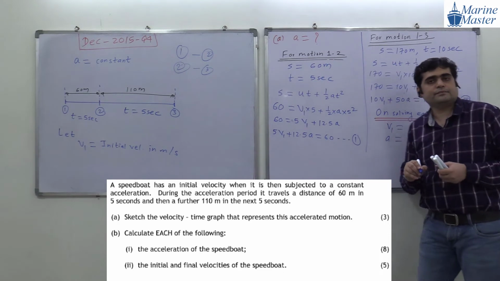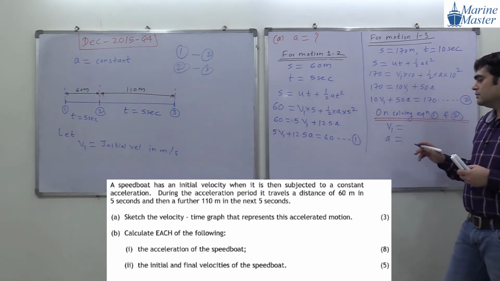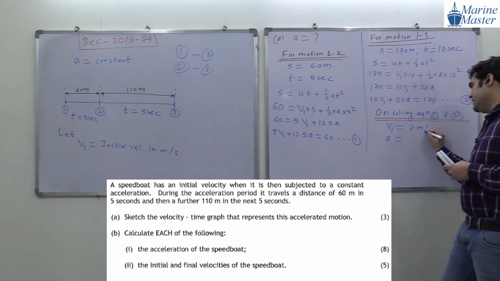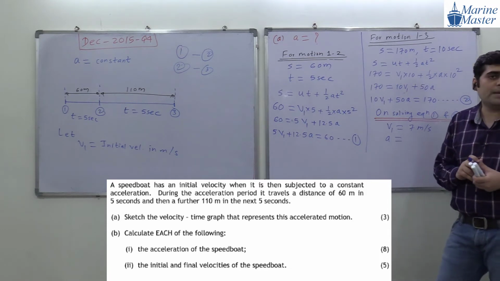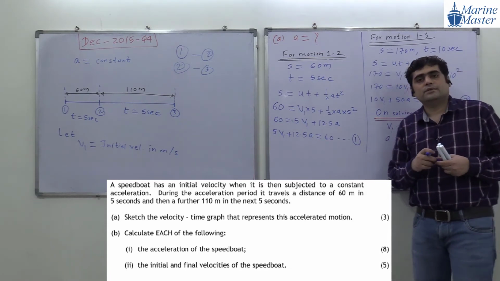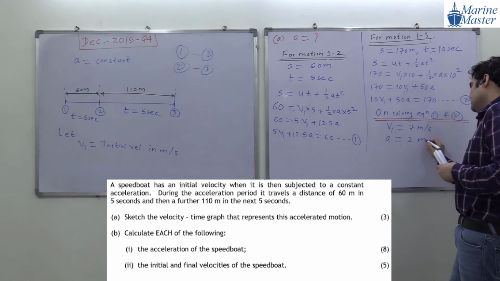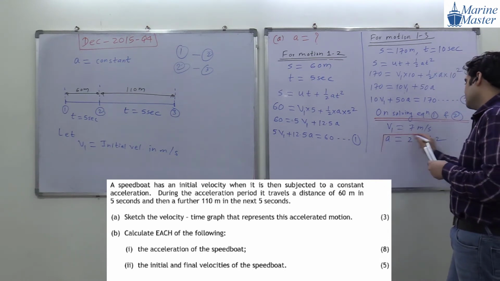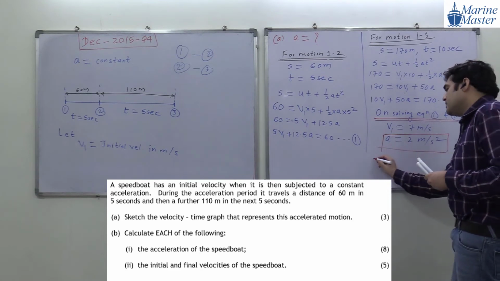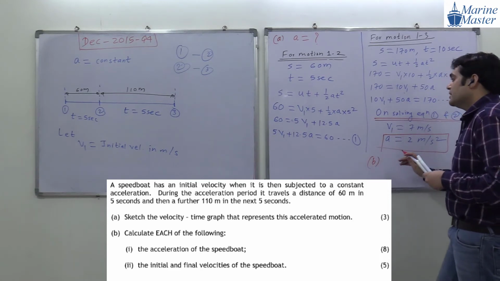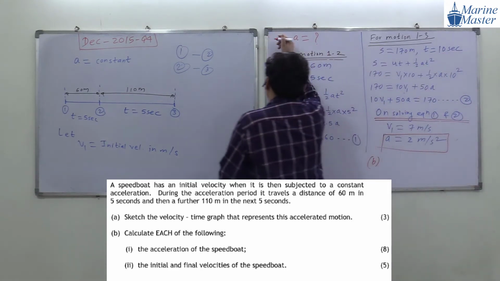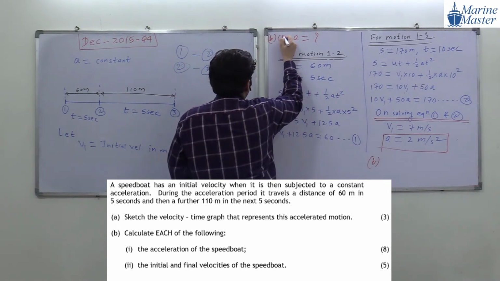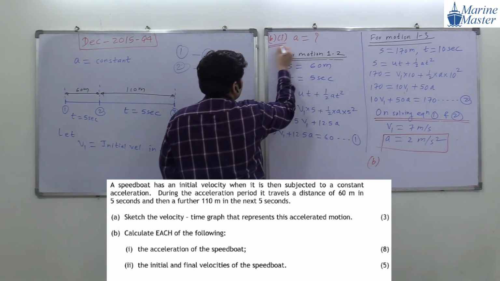V1 is equal to 7 meter per second, and what is the value of A, guys? 2 meter per second. So this is our answer of A part. And B's first part, what they are asking, sorry, this is not the A part answer, I was wrong. This is B's first part.